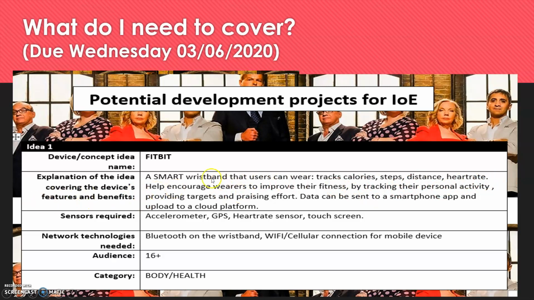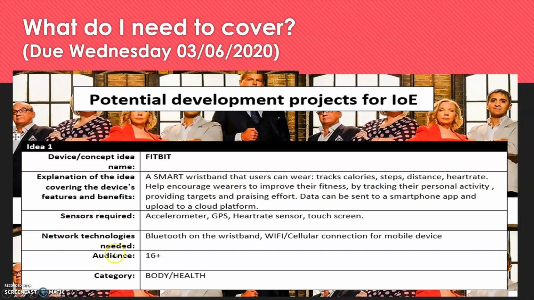The benefits of the device, so why would people want to buy that kind of device? Well, hopefully we want to encourage people to improve their health and have more awareness of their fitness, and try and incentivize them to become more healthy. I've also just mentioned here how it works. The wristband will collect the data, and that could then be transmitted to a smartphone app, and then even uploaded to a cloud platform where the information can be analysed and accessed. So I've just provided what I think the key benefit of my product is and what it actually does. That's what you're doing in that box there.